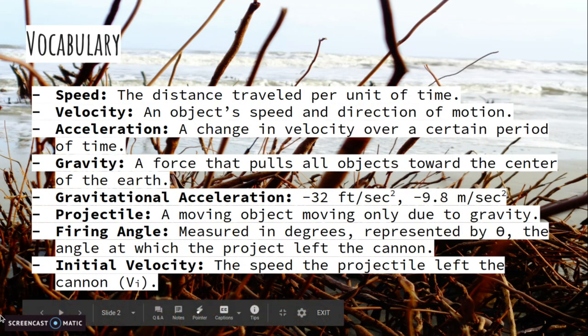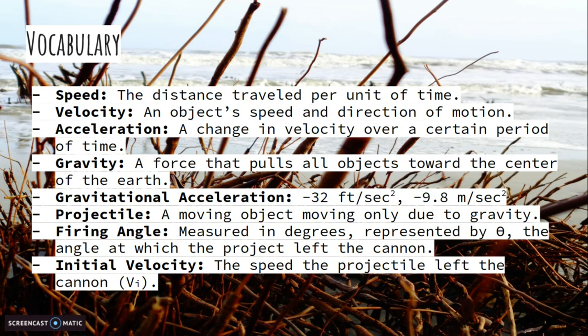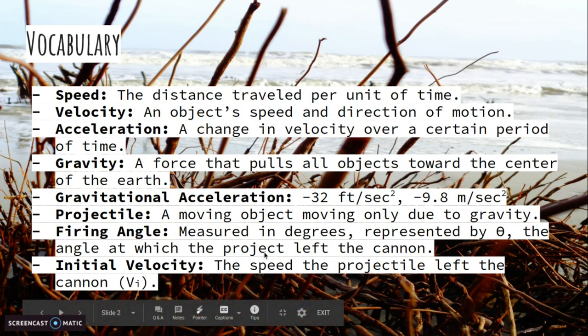That's why. Projectile is a moving object that occurs only due to gravity. So sometimes you can think of this as a shooting from a cannon. So that's the projectile, whatever's being shot at. And the firing angle is measured in degrees, and it is the angle at which the projectile, that should say projectile, not project, left the cannon.